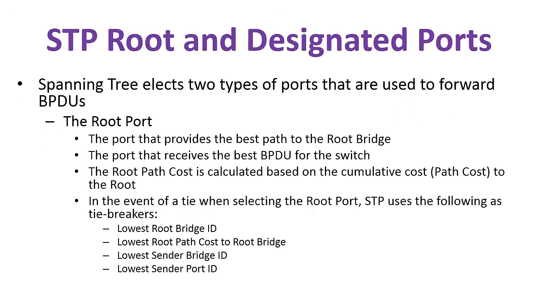So as you know, we've already talked about some of these ports, but spanning tree elects two types of ports that are used to forward BPDUs, and that's the root port. Now note, the root switch never has any root ports, because this is the port that provides the best path to the root bridge. So every other switch is going to have one root port. That's the best path to the root bridge. The root bridge will not have a root port for obvious reasons. The root path cost is calculated based on the cumulative cost to the root.